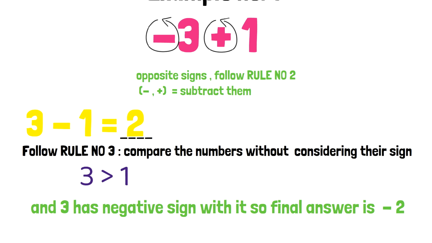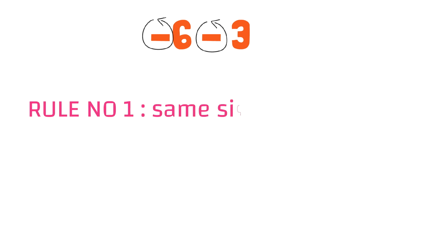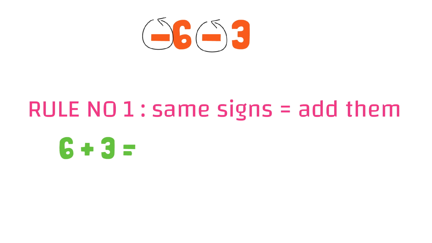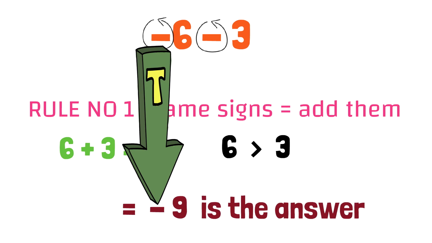Now, friends, let's move to the next question. Minus 6 minus 3. As you notice, there are same signs. So, follow rule number 1. Same sign, then add them. Let's add them. 6 plus 3 equals 9. Now, this 9 can be positive 9 or negative 9. So, let's compare 6 and 3. 6 is greater than 3. So, take the sign attached with 6, that is negative sign, and the answer is minus 9.